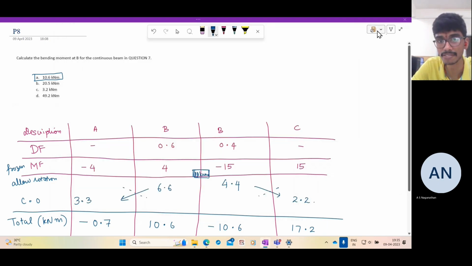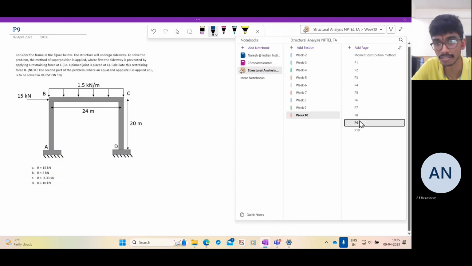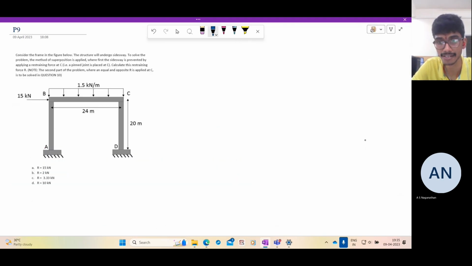So the next problem is a bit lengthy because it is a sway frame. We need to do it in 2 steps with 2 moment distributions. Let's do it. So consider this frame. Easily you can say that the geometry is symmetric and the vertical load is symmetric, but you have an unsymmetric horizontal load. So definitely the portal frame is going to have a side sway.